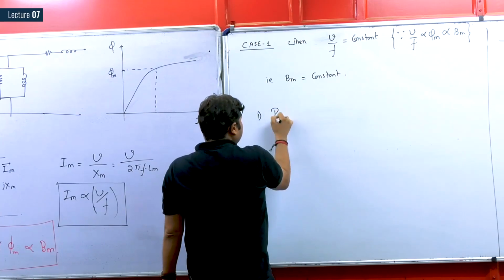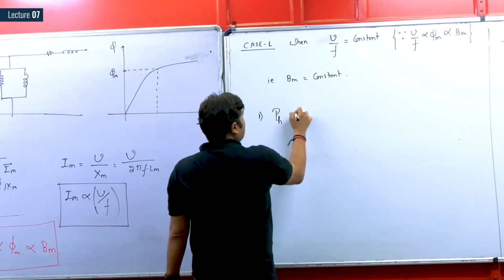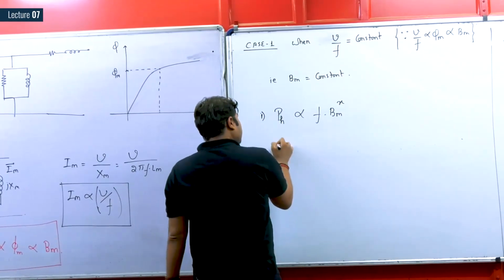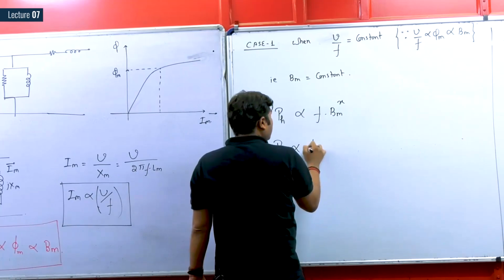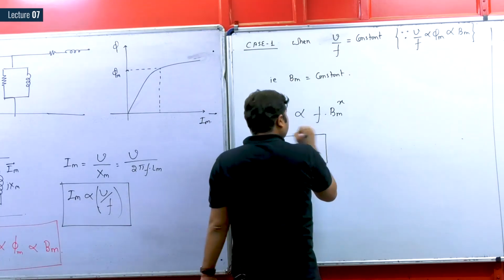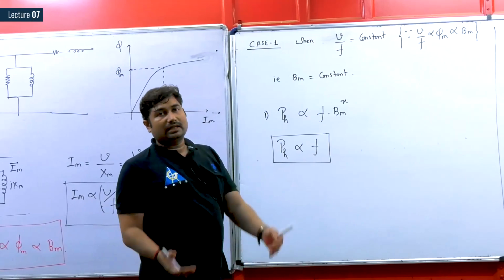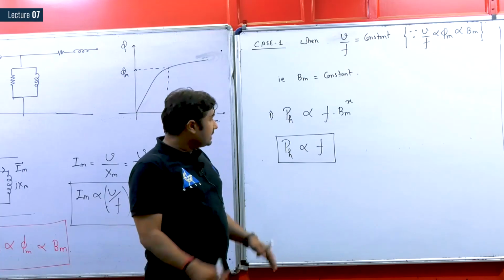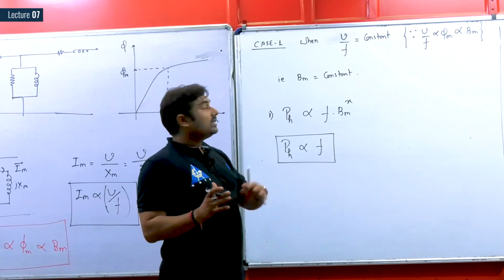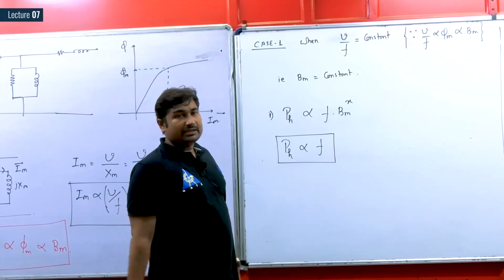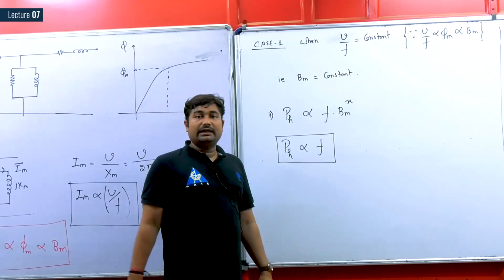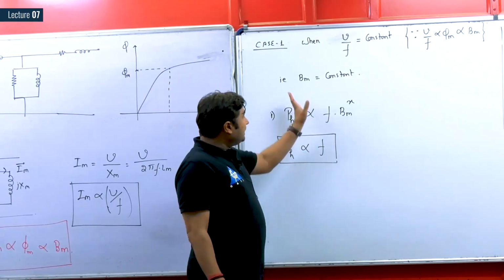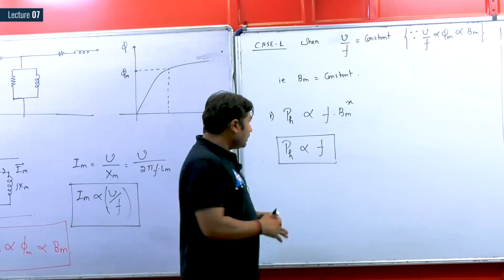So what happens to hysteresis loss? As hysteresis loss is proportional to F into Bm to the power x, since Bm is constant, hysteresis loss is now proportional to frequency F only. If we decrease the frequency, the loss is decreasing. If we increase the frequency, the hysteresis loss increases. But the condition is we have to keep the V by F ratio constant. So it can be observed that as long as Bm is constant, hysteresis loss is proportional to frequency.